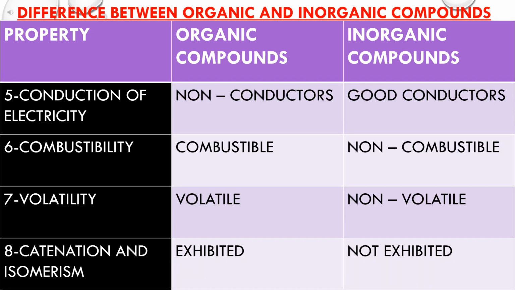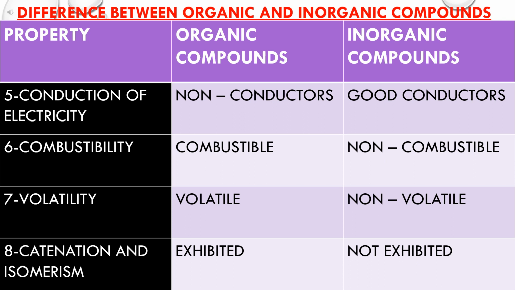Our fifth property is conduction of electricity. Organic compounds are generally non-conductors of electricity, whereas inorganic compounds are generally good conductors of electricity. Still, exceptions are there. Next one is combustibility. Organic compounds are generally combustible in nature, whereas inorganic compounds are non-combustible in nature.